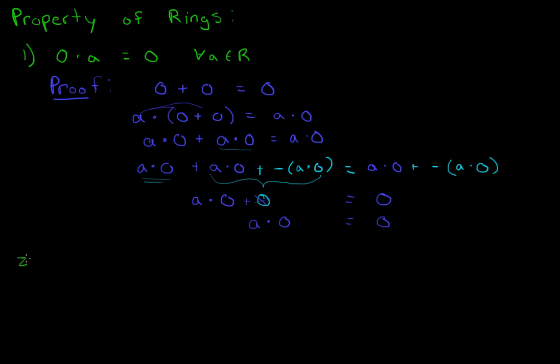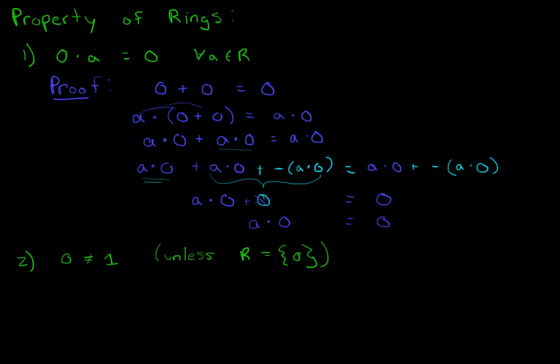Number 2. I would like to prove that 0 can never equal 1. In other words, the additive identity can never be the same element as the multiplicative identity unless the ring is equal to the trivial ring, just the ring containing 0. And yes, that actually is a ring. So this can only happen if the ring you're working with is just the trivial ring.